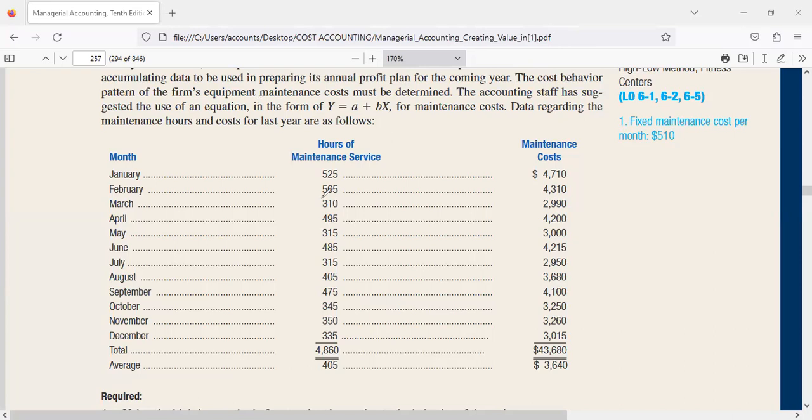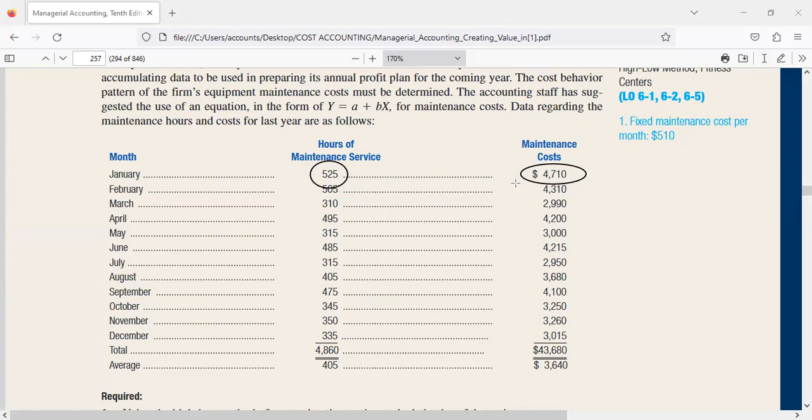What do we have? We have 525 as our highest level of activity. And the cost we have at this level is 4,710. That's what we have. So we have the highest activity level and then the corresponding maintenance costs.